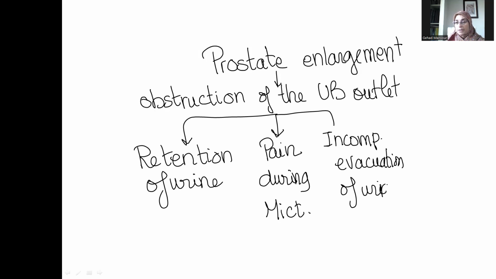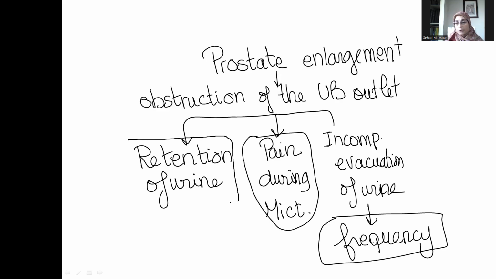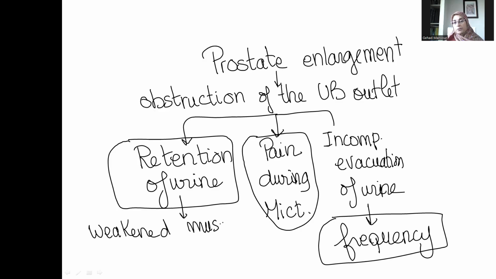And because there is incomplete evacuation of urine, then there will be frequency, meaning that the patient goes every now and then, just like in cystitis. Most of the time prostatic enlargement is associated with cystitis because of the retention. And retention of urine itself, if it is chronic, if it is long-term, will result in weakened muscles, and the weakened muscles of the urinary bladder would result in the hesitancy we have talked about.